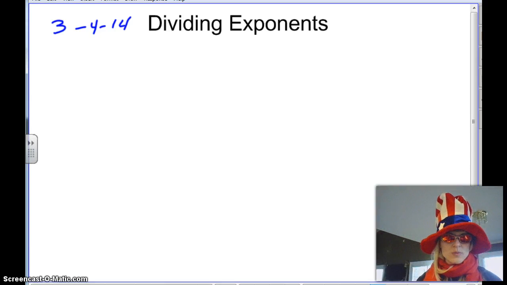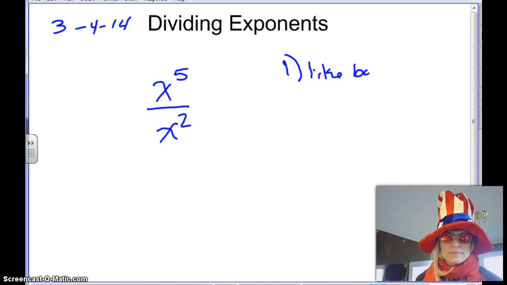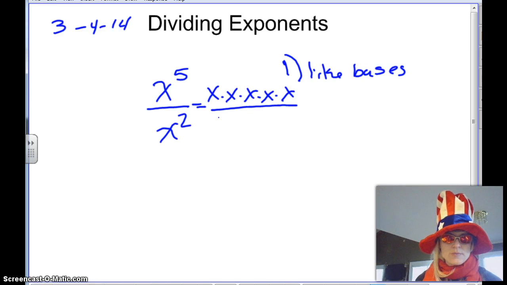So a dividing exponent problem looks something like this. We'll just start with something simple, like x to the fifth over x to the second. So the first rule is you can only divide exponents of like bases. That means an x with an x or a y with a y. So if you think about this, x to the fifth means x times x times x times x times x. And then x squared means x times x, okay?